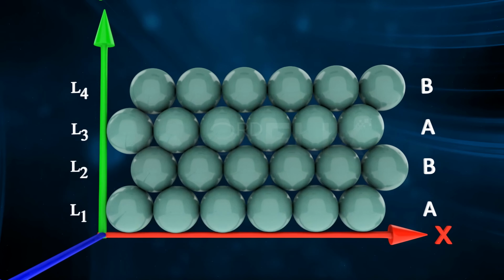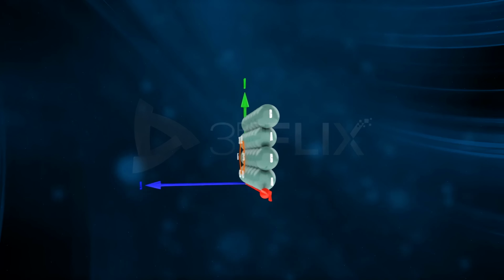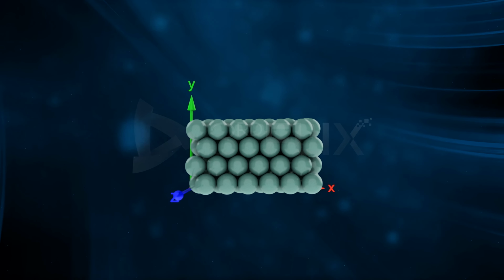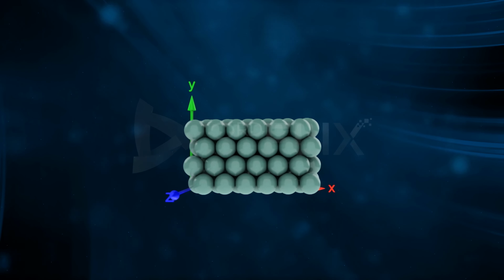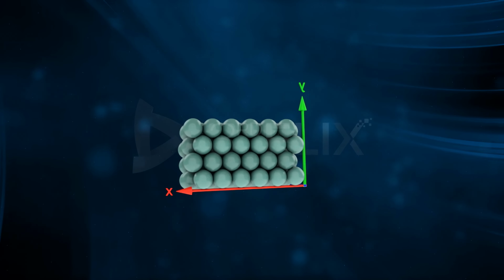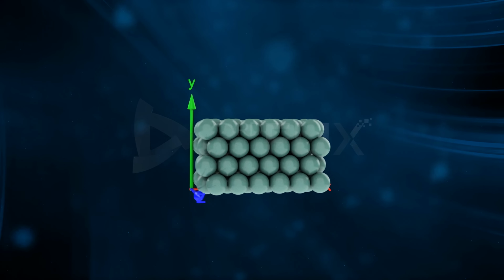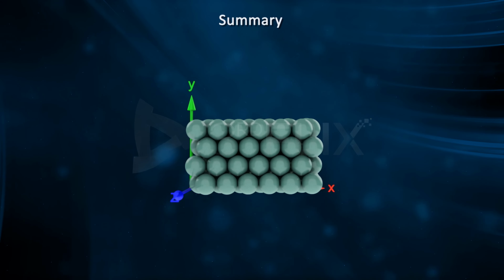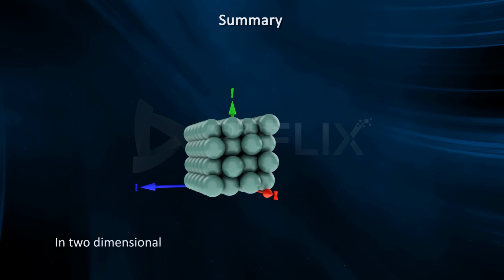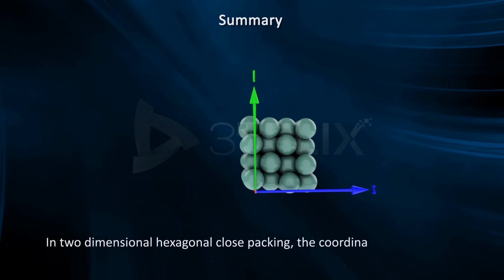As real crystals are all 3-dimensional in nature, in the upcoming modules we will use 2-dimensional hexagonal close packing of particles to build 3-dimensional structures. Let's summarize. The coordination number in 1-dimension close packing of particles is 2. In 2-dimensional square close packing, the coordination number is 4. In 2-dimensional hexagonal close packing, the coordination number is 6.